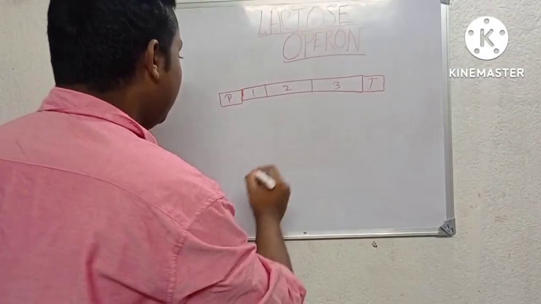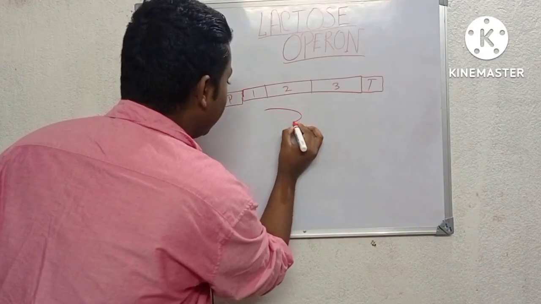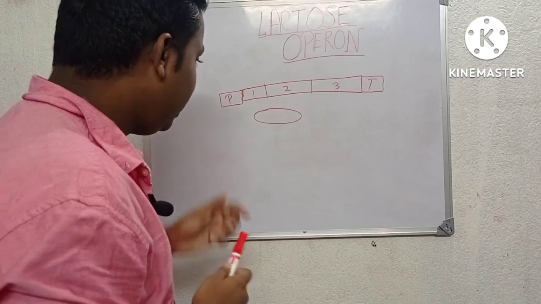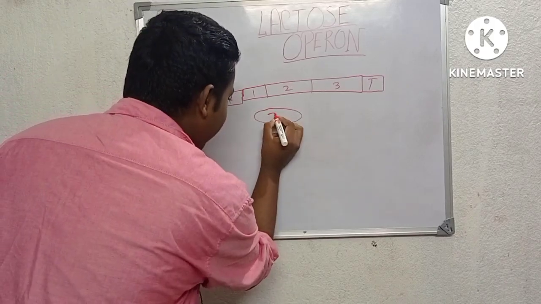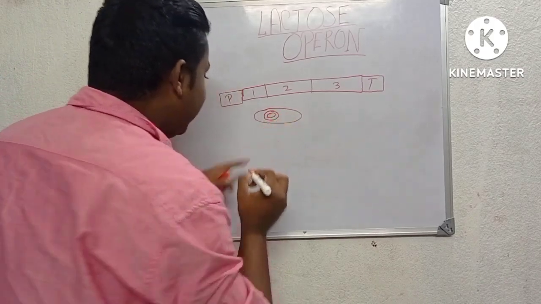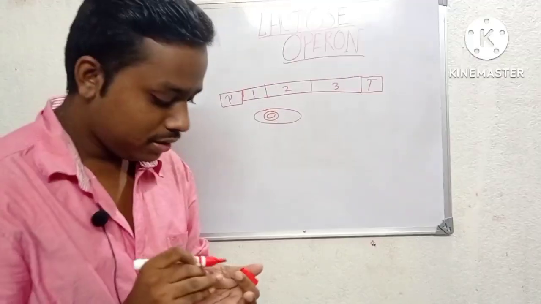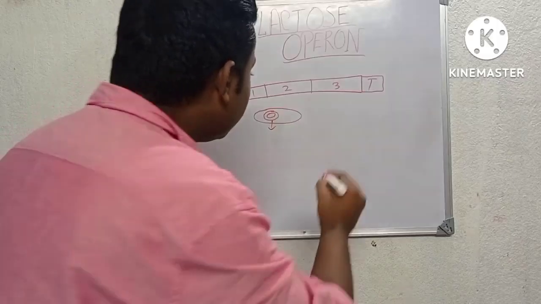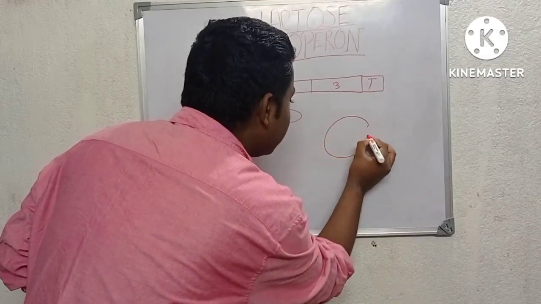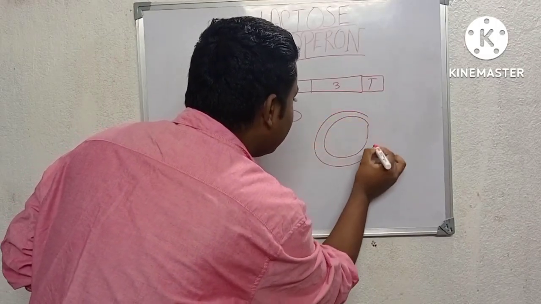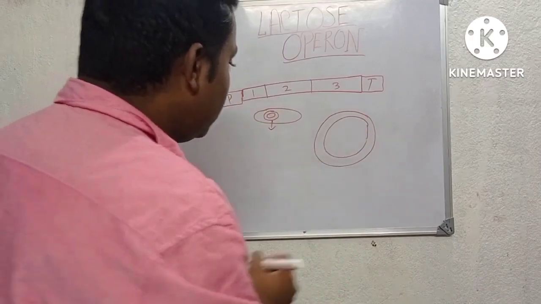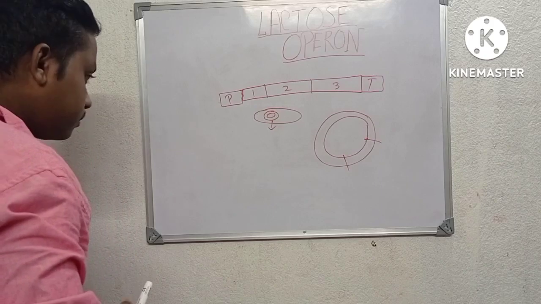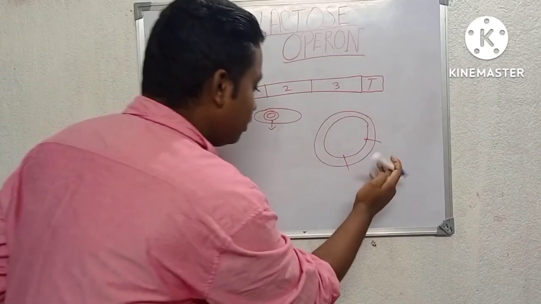E. coli is a gram-negative bacillus. E. coli's DNA is circular and double-stranded. We all know that thing. If we isolate that DNA, here is the structure of the DNA of a bacteria, E. coli. This is the particular region of the DNA. Suppose this is the operon.